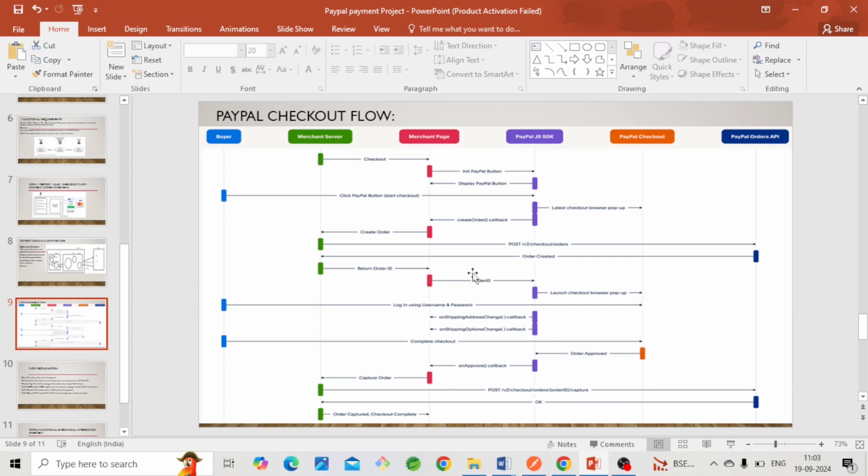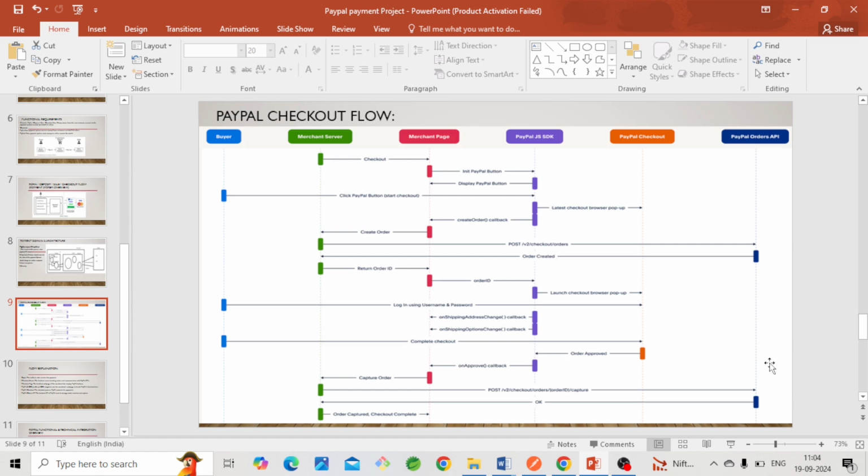We receive one unique order ID in the first API call, and we need that order ID to make the second API call. We place that order ID followed by /capture. This is the second API call the merchant server makes to the PayPal Orders API. Once the order is approved, the merchant server captures the payment by sending a capture request to the PayPal Orders API.